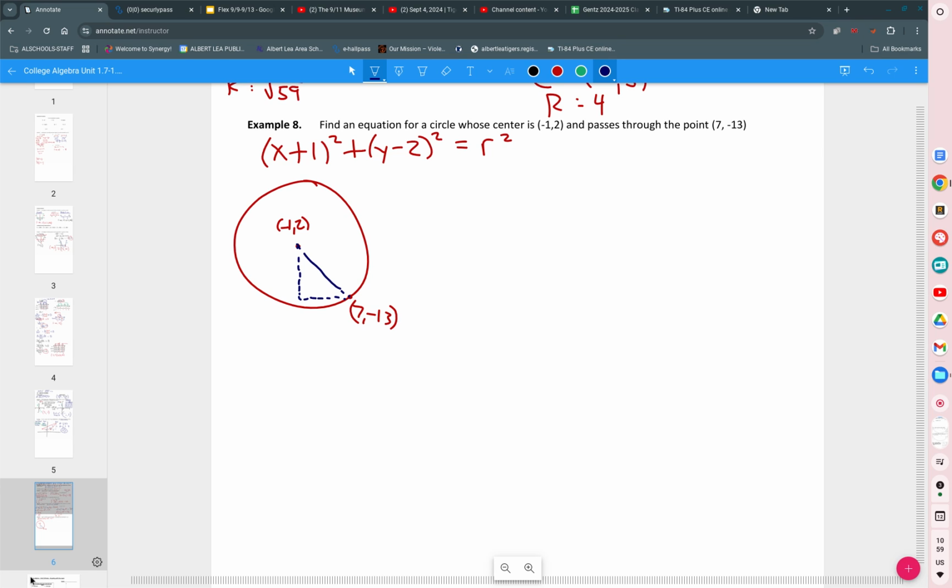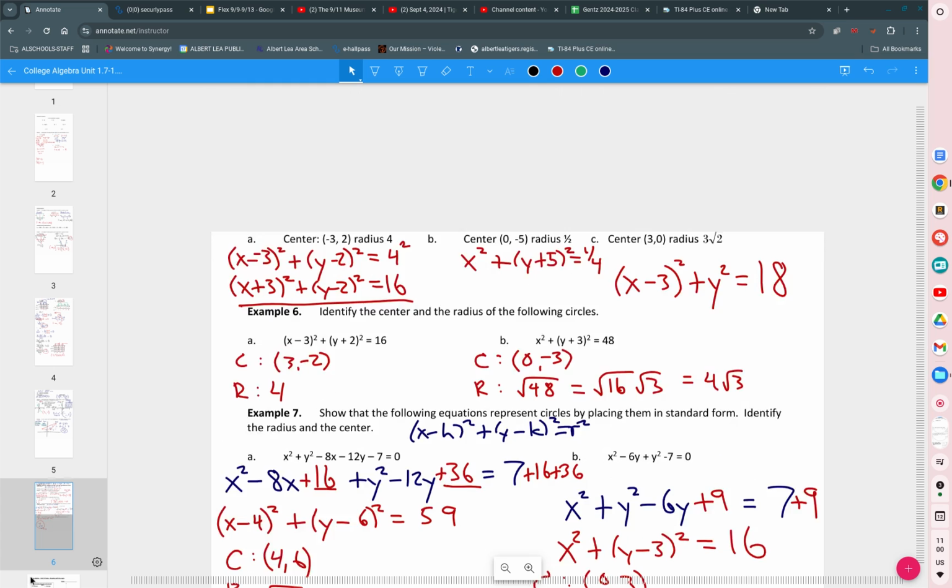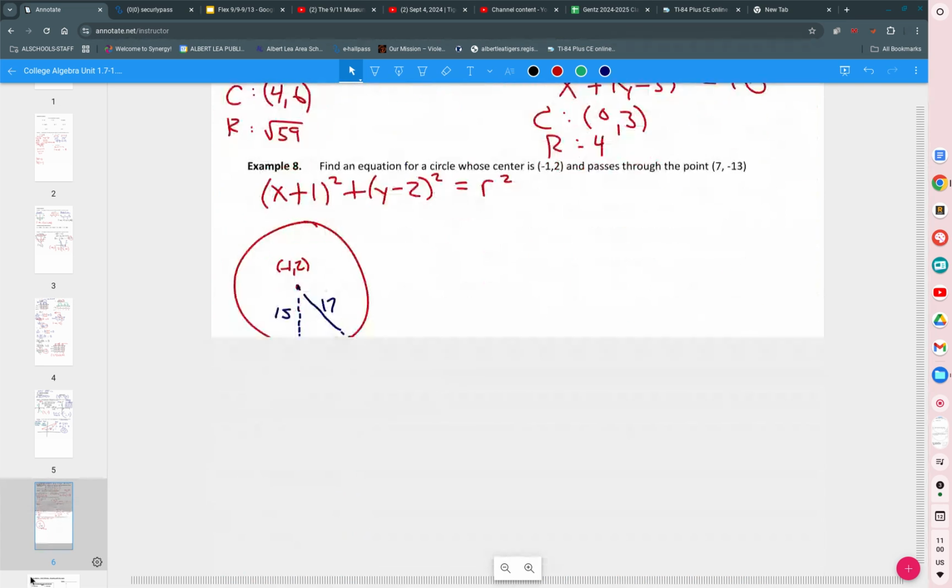What's the distance from −1 over to 7? 8. What's the distance from 2 to −13? 15. Oh, I got a right triangle with 8 and 15. Is that a special one? 17. 17 is going to be that side, because of the Pythagorean triples.